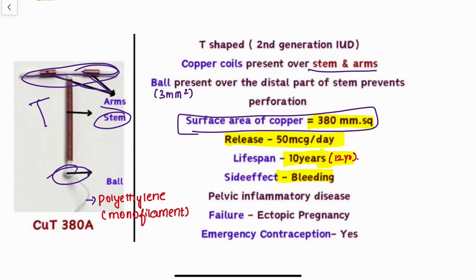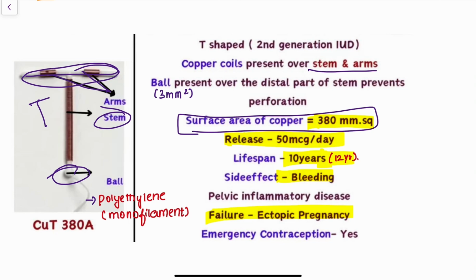But in case failure of this contraceptive device is going to occur, then the chances of ectopic pregnancy are going to increase, right? As you can see here, copper T is used as a contraceptive agent. Therefore, it is going to prevent the normal pregnancy as well as the ectopic pregnancy. But if this copper T is going to fail, then the relative risk of ectopic pregnancy is actually going to increase.